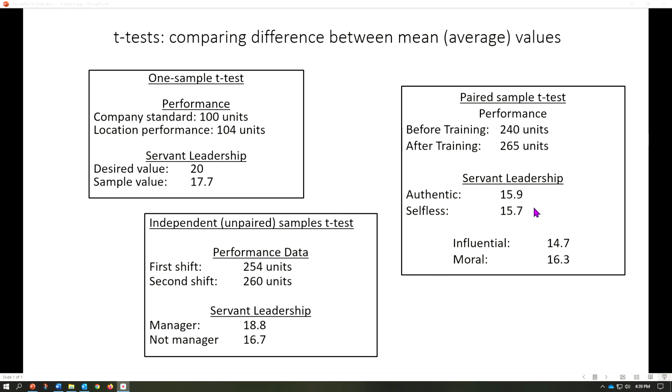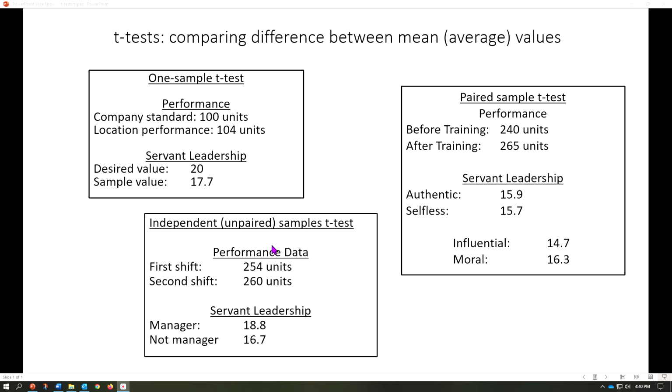Using the example of servant leadership, we may not have a pre-post test, but here we have on the measure, we are going to look at authentic leadership and selfless leadership. These are two things being measured. We want to see if there's a significant difference between those two. Or in this case, influential and moral leadership. We want to see if there's a statistically significant difference between those two.